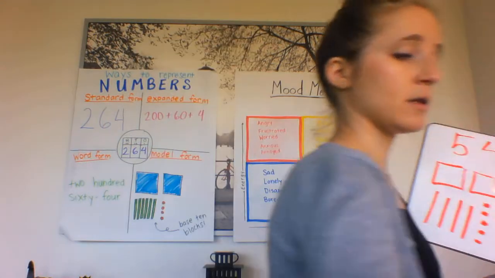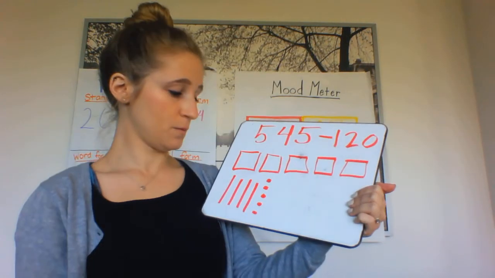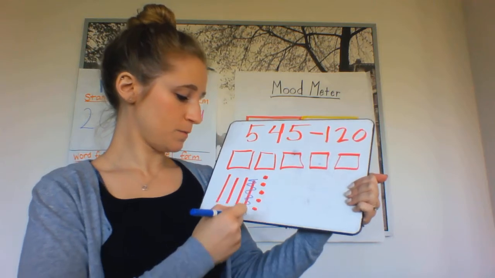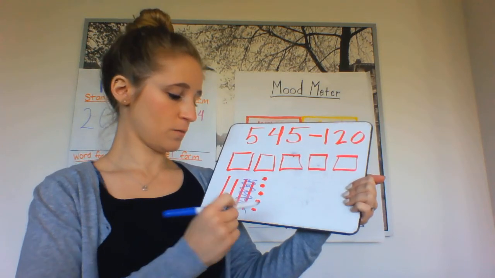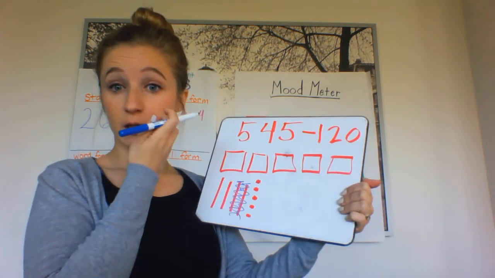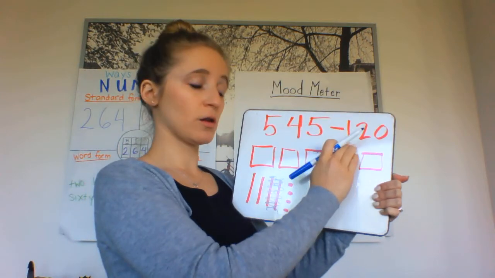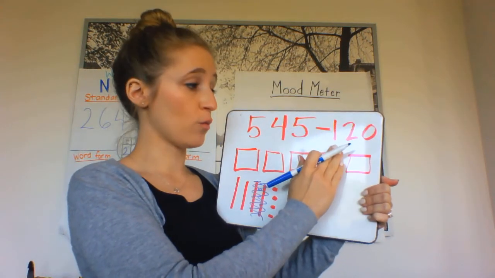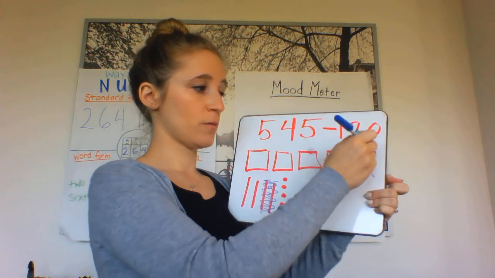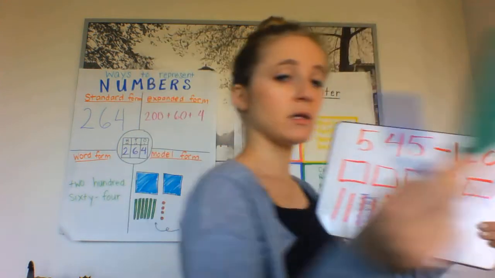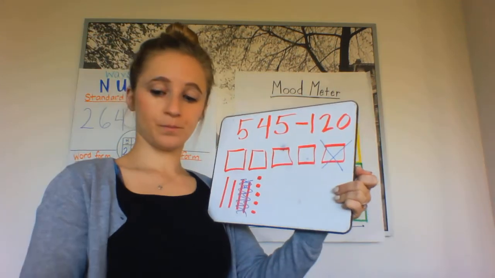Okay, that's the same as taking away 2 of these. So I'm going to cross out this one and this one. I'm not going to count yet because I'm not done yet. Next, I'm going to look in the hundreds place. I can see that I'm taking away 100. So I'm going to take away one of my hundreds. Remember, that's the same as taking away one of these.